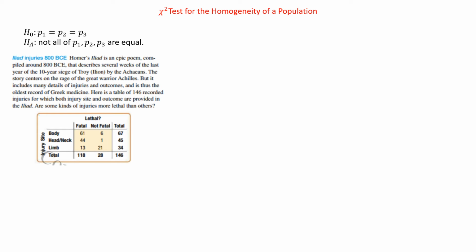Anyway, what we have here is an account of a lot of injuries. Some injuries are to the body, the head or neck, and to limbs, and some of them are going to be fatal, some not fatal. So we have success and failure, where fatal is not usually a success, but I guess if you're on the other side, it would be. But again, remember, success and failure does not mean good and bad. It means, did we see what we were looking for, or did we not?